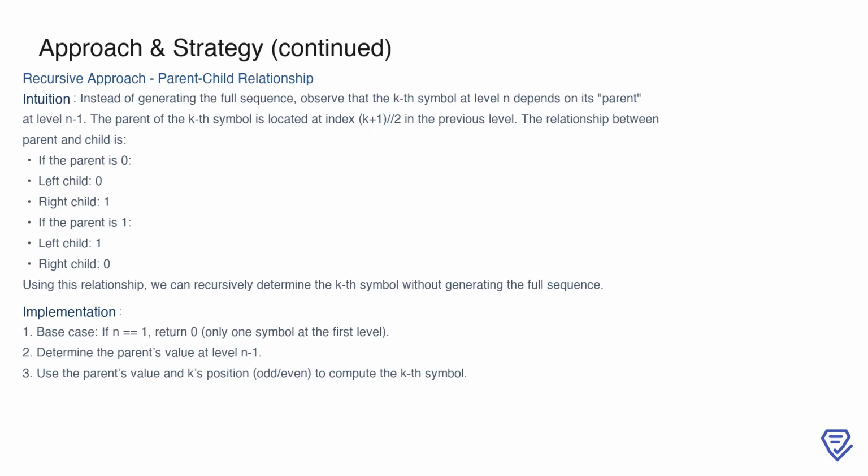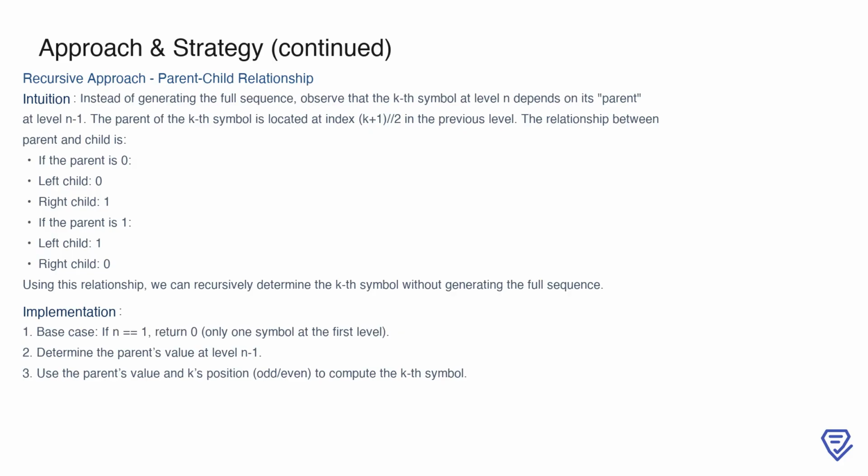If the parent is 0, the left child is 0 and the right child is 1. Conversely, if the parent is 1, the left child is 1 and the right child is 0. Using this relationship, we can recursively trace back to the first level to compute the K-th symbol without ever building the full sequence.